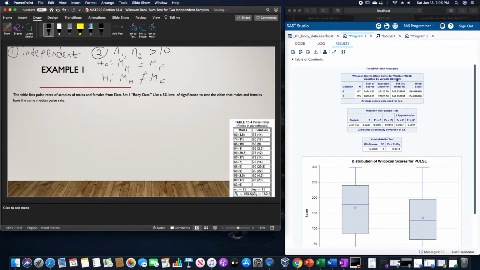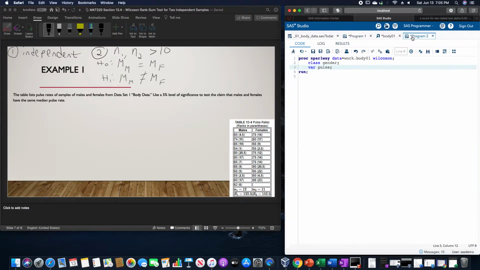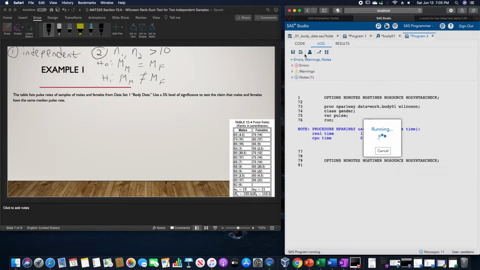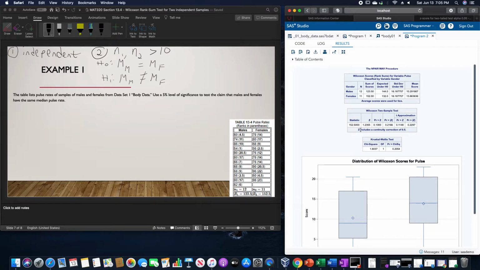Now when we look inside of SAS over here for us to obtain our values for this, we obtain the z-score. That was not the right one I clicked on. It was supposed to be this one. Okay, this is PROC NPAR1WAY data equal to work.body01, for these pulse rates, WILCOXON, CLASS gender, VAR pulse, and then we want to run that. This gives us our test statistic of z of 1.24. And we have the probability of this being 0.2166.